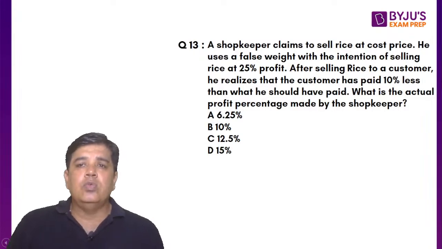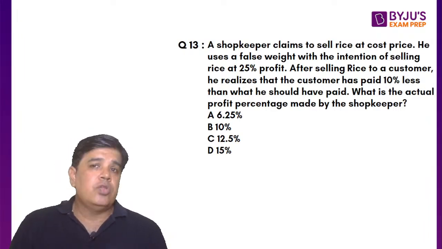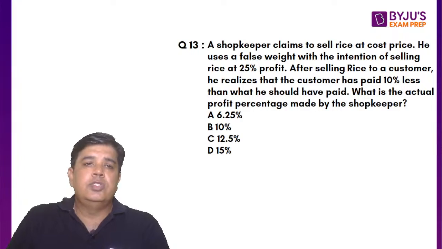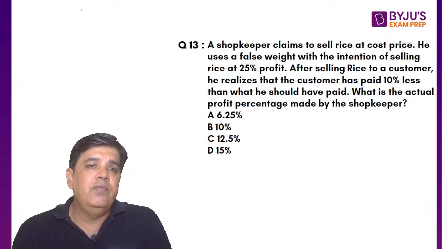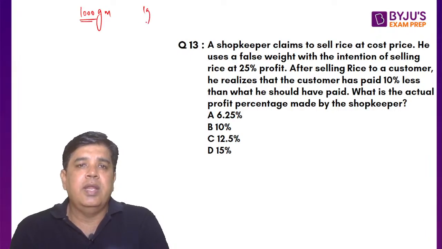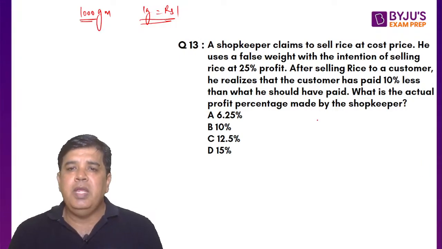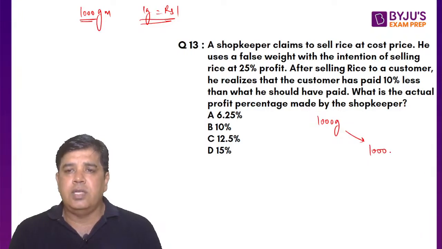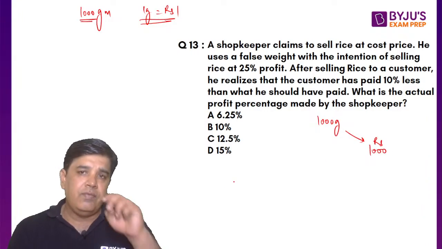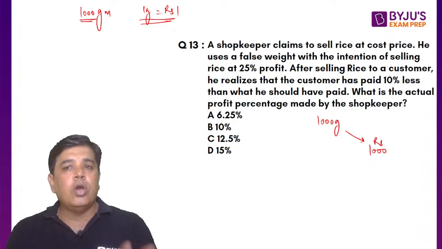A shopkeeper claimed to sell the rice at the cost price. Right, whenever the question of dishonest shopkeeper comes, students assume 2 things. One, that we will be working on 1000 grams first of all, and 1 gram is 1 rupee. Okay, two assumptions. So it means 1000 gram is sold at 1000 itself. The shopkeeper claims to sell rice at the cost price itself.